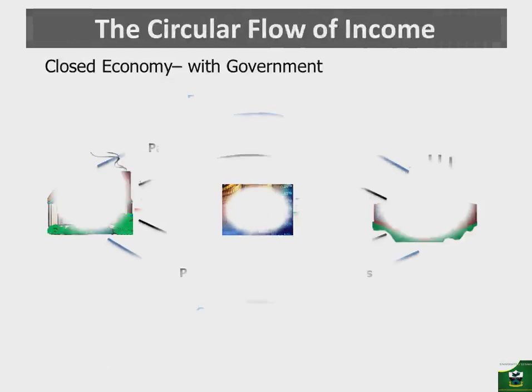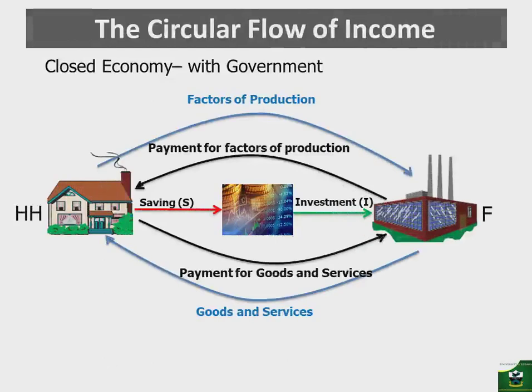Let's bring the government into the model. Starting from our previous graph, where we have the households, the firms, and the financial market, we noted that households had two channels to which they can use their money income, that is, through savings or consumption. And firms had two channels of getting their resources, that is, through consumption made by the households or through investment. What would be the implication of adding the government into the model?